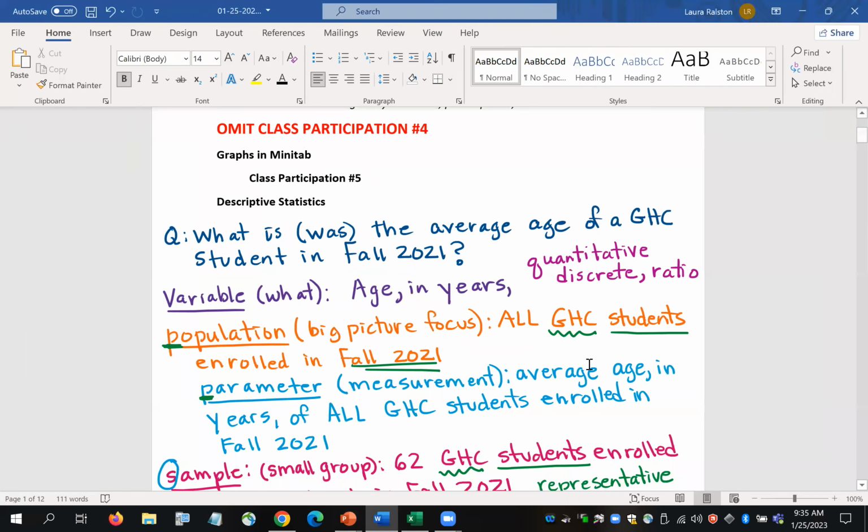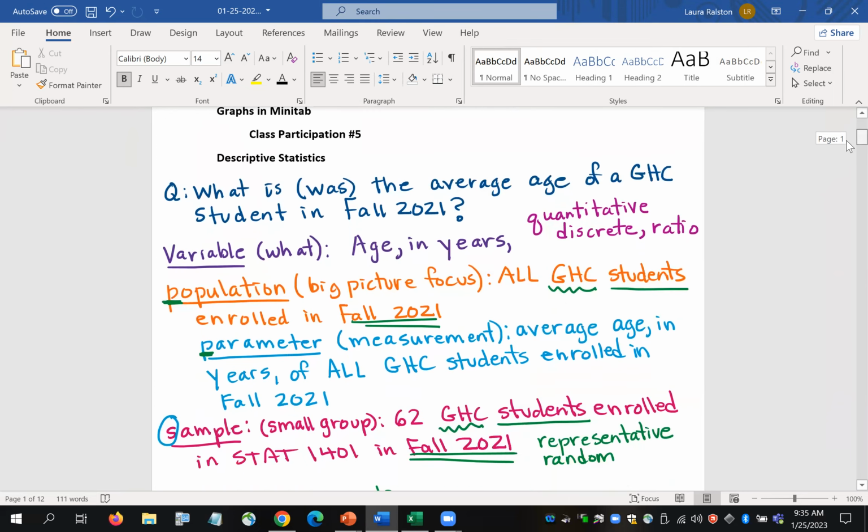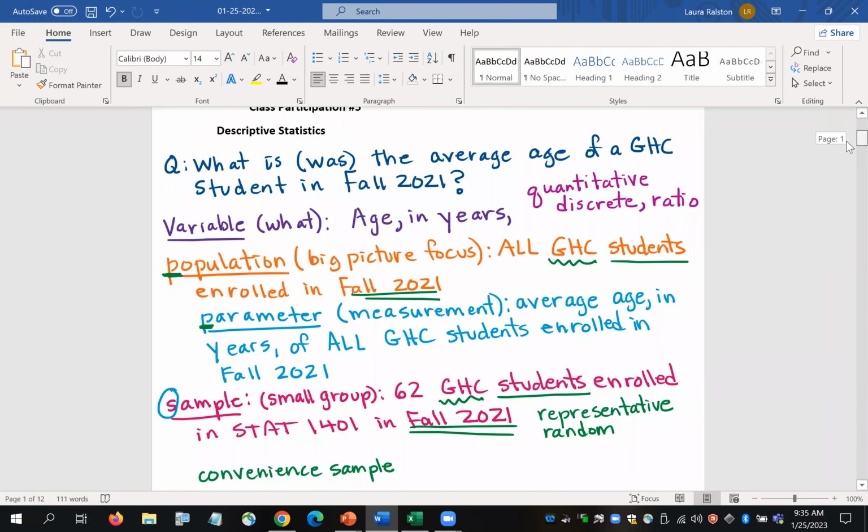So from our question, we indicated that our variable was the age in years, which is a quantitative discrete variable, because if I were to say to you, Alexis, how old are you? You would likely respond with a whole number. For example, I would tell you I am 54 years old. So we tend to state our age in years as a whole number. That's why it's discrete, but it's also at the ratio level.